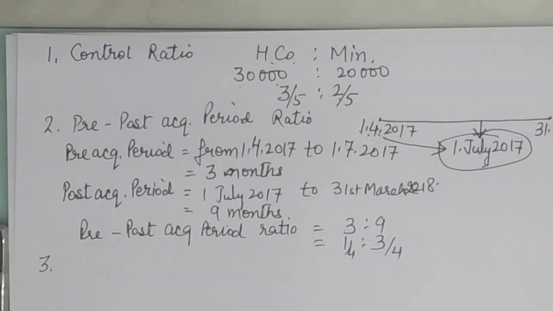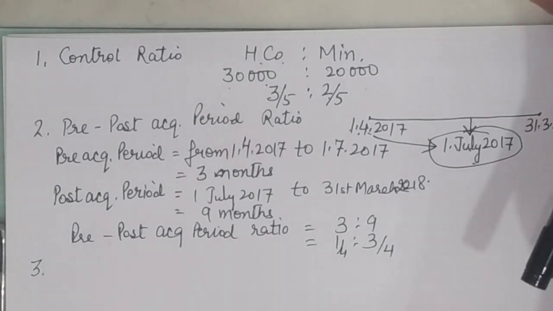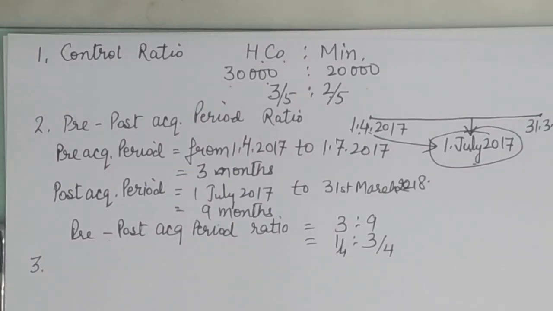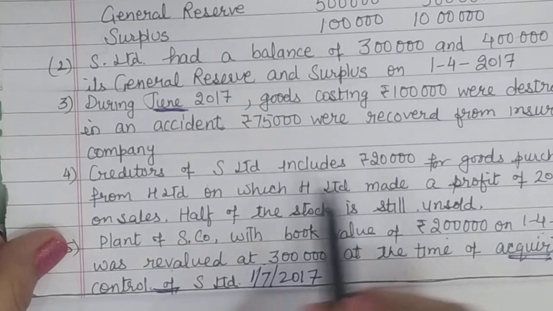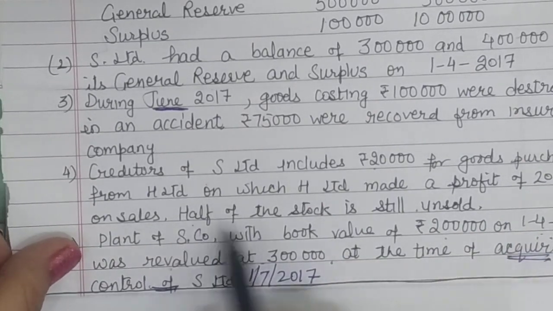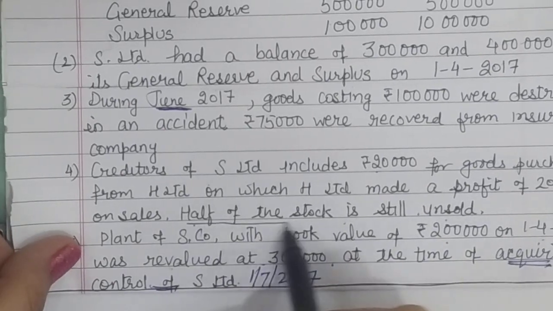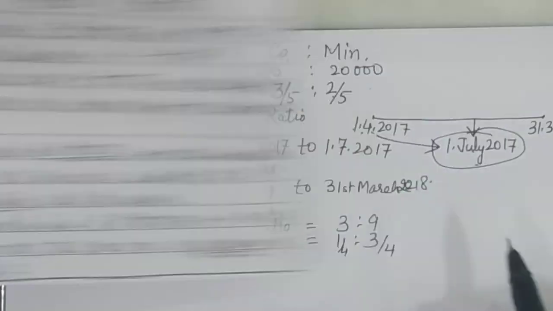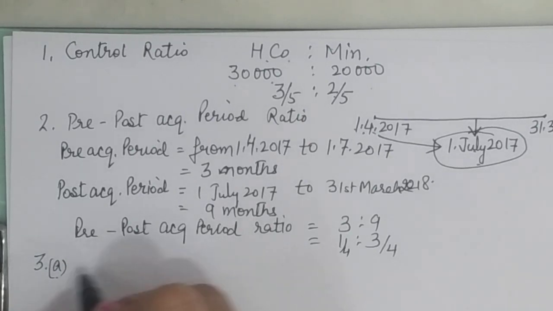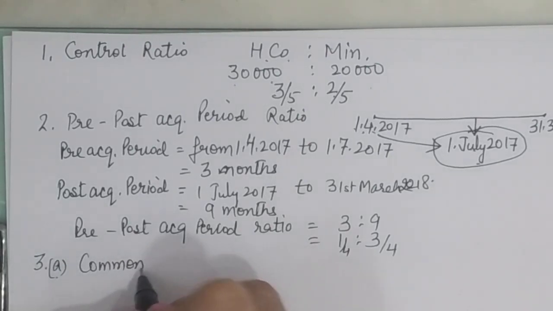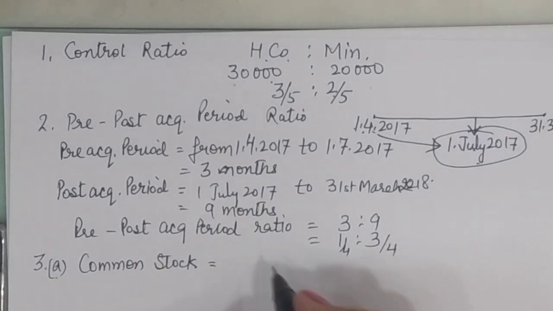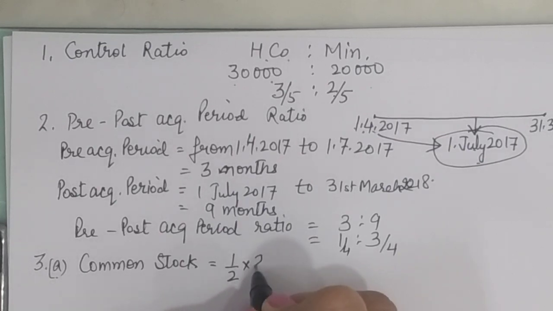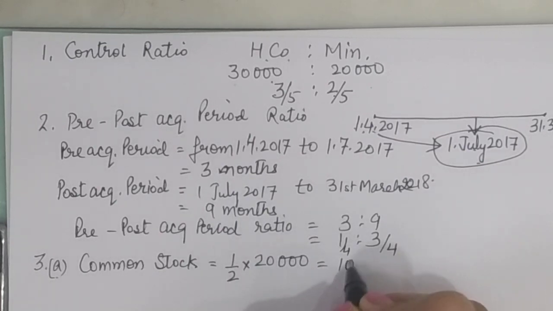Next, we are to make calculations for the adjustments. Now there are 2 adjustments which involve calculation. Number 1 is the common stock. We are given that creditors of the subsidiary company include 20,000 for goods purchased. So the goods were purchased for 20,000 and half of the stock is still unsold. So half of this 20,000 is still unsold, which is common stock. So our first calculation for adjustments is common stock. Common stock is that part of the stock sold by one company to another which is still unsold. So it is half of the stock sold, that is 10,000.